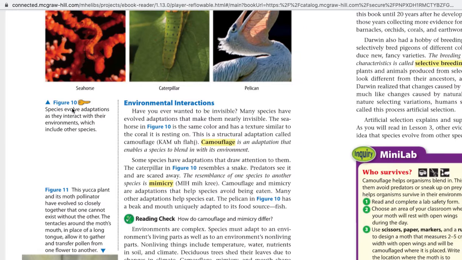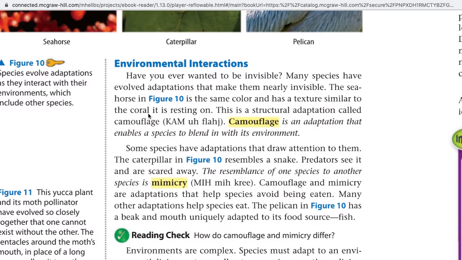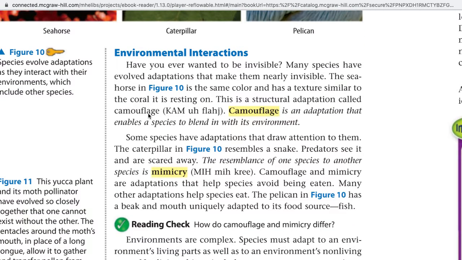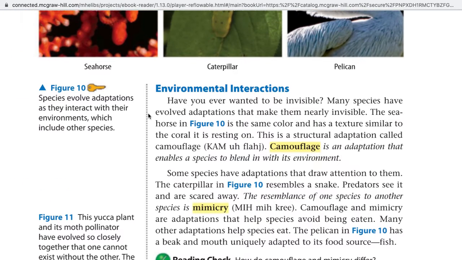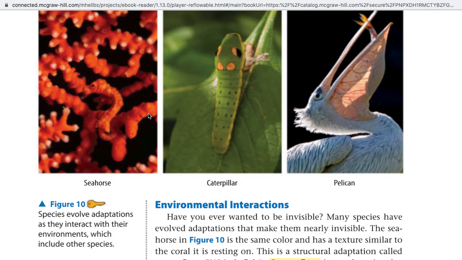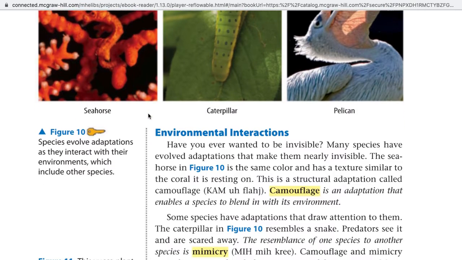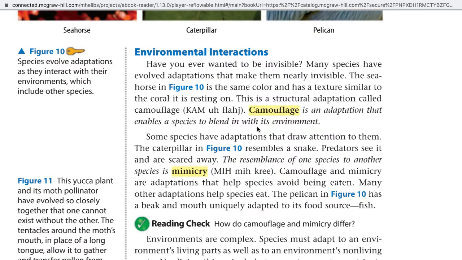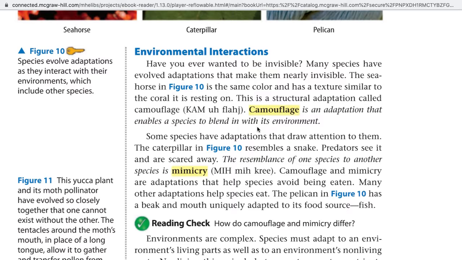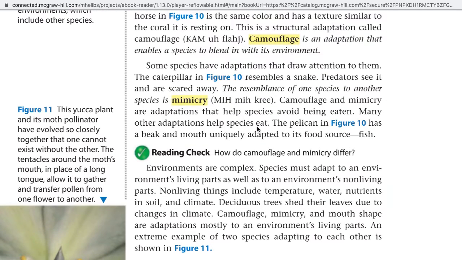Environmental interactions. Have you ever wanted to be invisible? Many species have evolved adaptations that make them nearly invisible. The seahorse in figure 10 is the same color and has a texture similar to the coral it's resting on. Whoa, I thought that was its body. Wow, that is one tiny seahorse. That must be a baby. This is a structural adaptation called camouflage. Camouflage is an adaptation that enables a species to blend in with its environment.